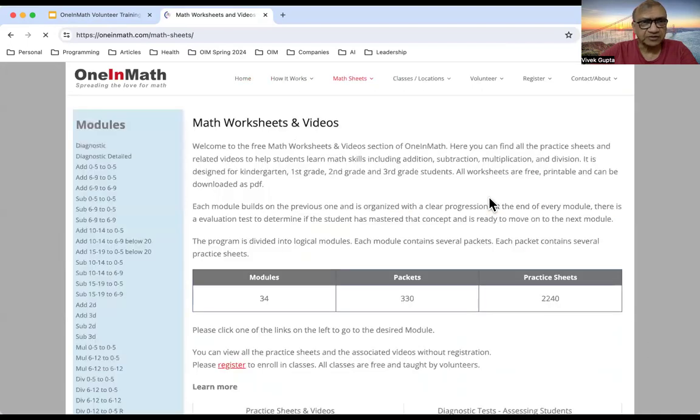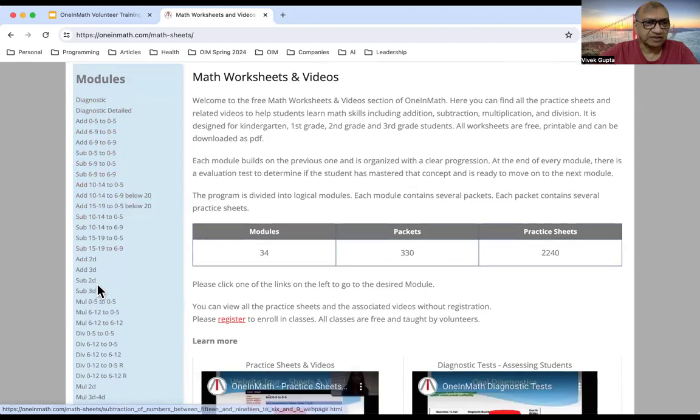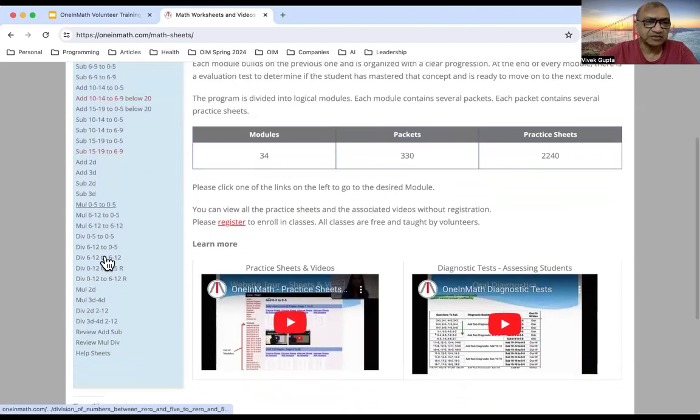And you would see all the sheets that are there; we call them math sheets. On the left-hand side, you see a list of all the modules. There are these diagnostic modules, as we were saying. This is the diagnostic module that we'll use when we come to the diagnostic section of the training. These are all the regular modules, like when you say add 0 to 5, add 6 to 9. Regular modules form the bulk of the actual curriculum, because that's what you'll be using day in and day out.